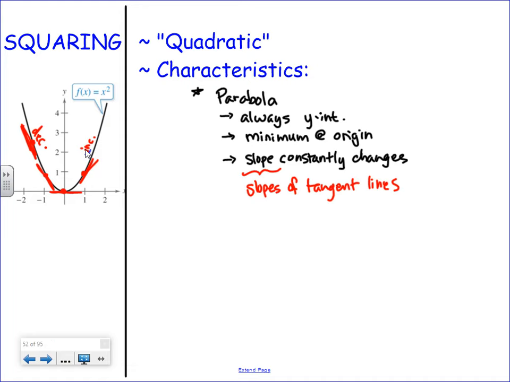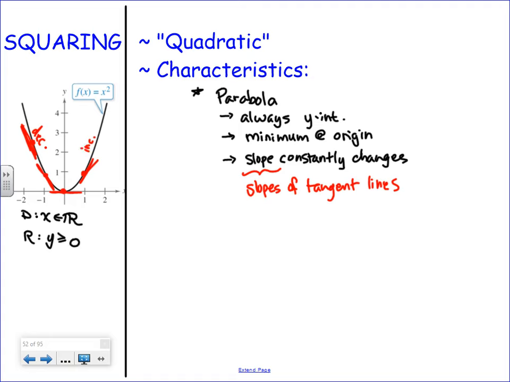Question, I don't know if you need to write it, but what's the domain of a quadratic? Maybe we do need to write it. Go back to your graph. All real numbers. X is within all real numbers. What's the range? All real numbers? No. Y is greater than or equal to 0.